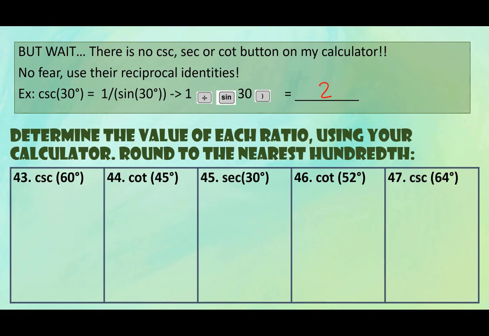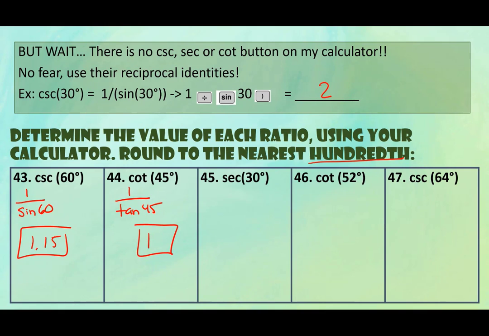Okay, so let's try to do these in our calculator. We have cosecant of 60. So what I'm going to put in my calculator is 1 over sine of 60, because sine is the reciprocal of cosecant. I'm going to do 1 divided by sine of 60, and I should be getting 1.15, rounding to the nearest hundredth. For the next one, we have cotangent, which is going to be 1 over tangent of 45. You're going to put 1 divided by tangent of 45 in your calculator, and you'll still get 1. Makes sense. The reciprocal of 1 is 1.